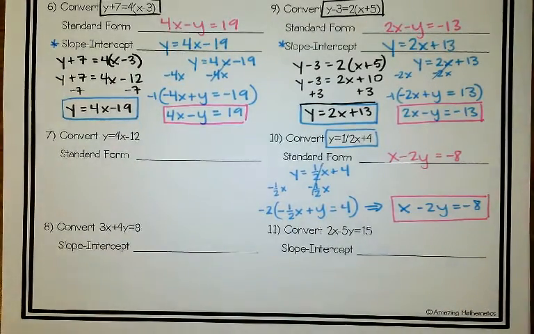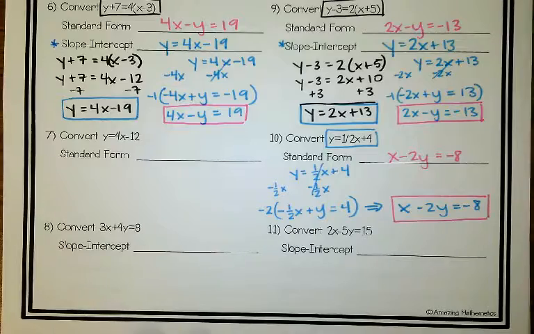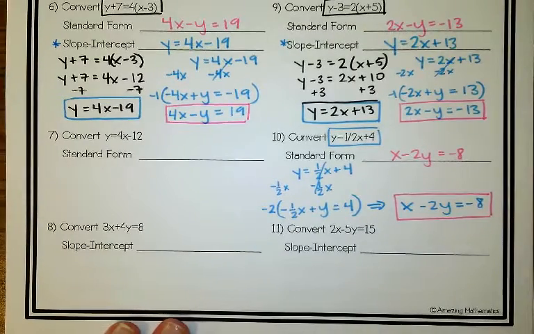So I want you guys to do the same. I want you guys to do number 7 right now on your own. I want you to convert this guy into standard form. All right, I want you to take that and I want you to convert it into standard form. So we're starting with slope-intercept and we are converting to standard form.